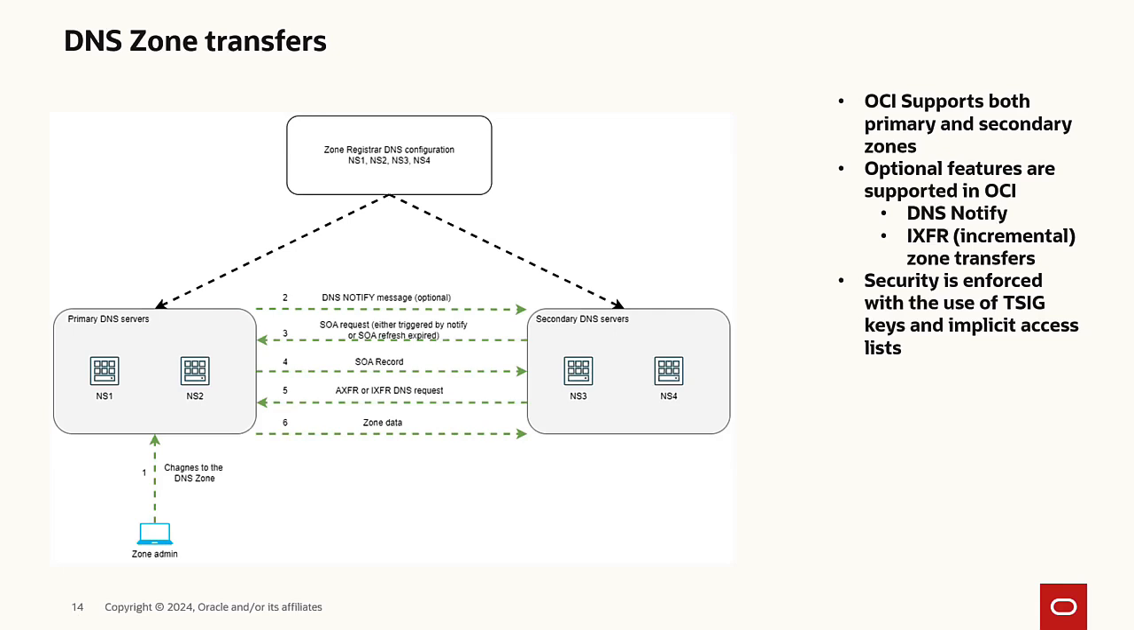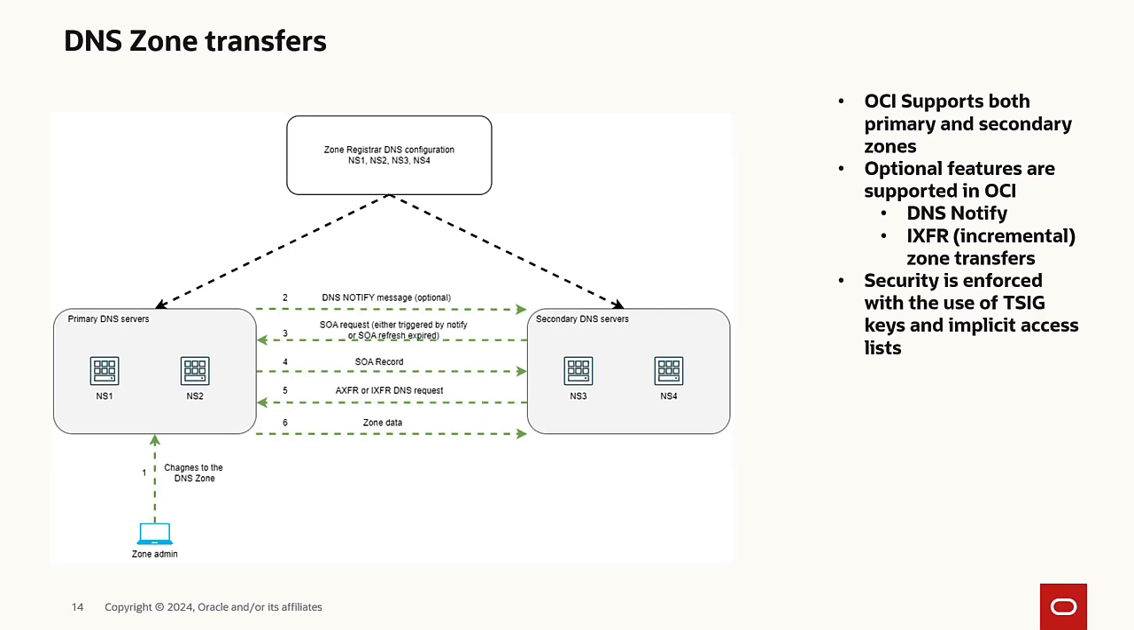The difference is the AXFR is a full zone transfer. So basically they ask again for the full zone to be transferred. The IXFR, or the incremental one, the secondary servers will send their SOA serial, and the primary servers will check what's the difference between the serial it has and the serial the secondary servers have. And the primary servers do know what changes happened between the two serials.